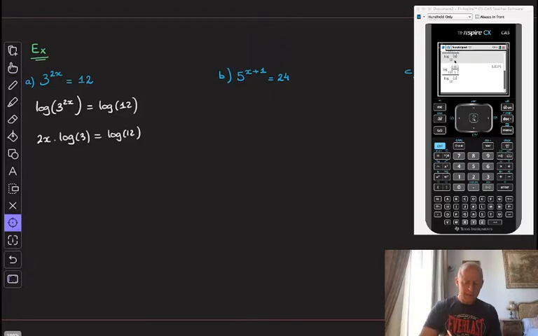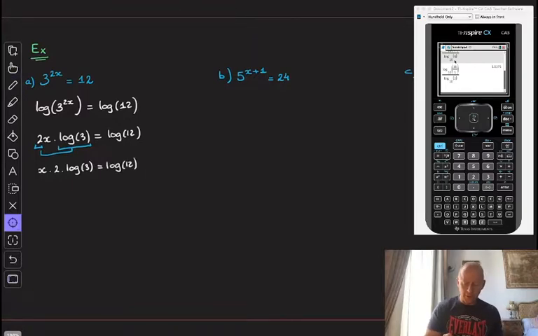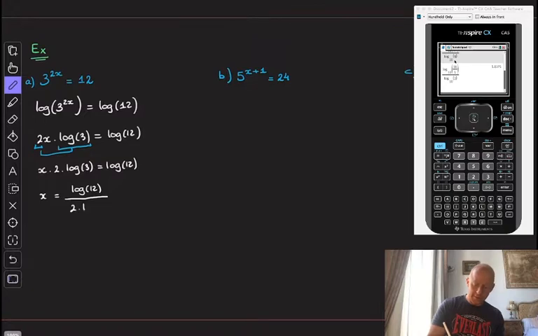Now we need to isolate this x. There are several approaches here. I would keep it as simple as possible on a calculator paper and say that this 2 and this log of 3 are multiplying each other. If I were to detail it, this is the same thing as x times 2 times log of 3, and that's equal to log of 12. I quickly see that all I have to do to isolate the x is divide both sides of this equation by 2 times log 3. That leads us to x equals log of 12 over 2 times log of 3.